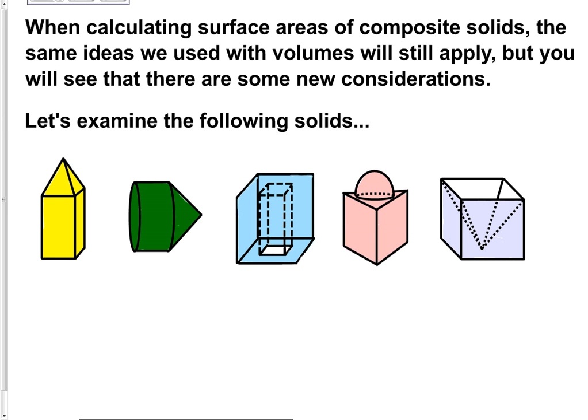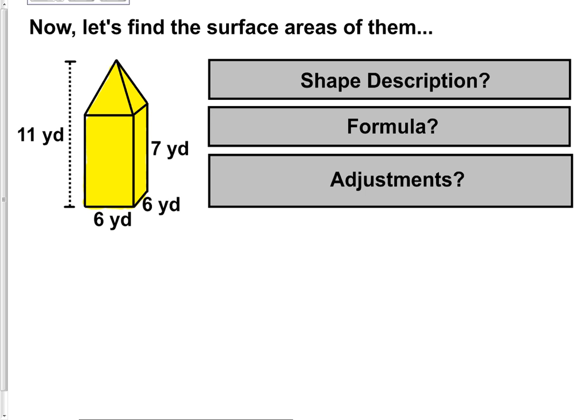When it comes down to surface area, the description changes somewhat depending on what the solid is doing. So when calculating surface areas of composite solids, the same ideas we used with volume still apply, but you will see that there are some new considerations, and we're going to be looking at the same 5 composite solids that we looked at with volume. So let's begin. Okay, we're going to start off with this tower shape again.